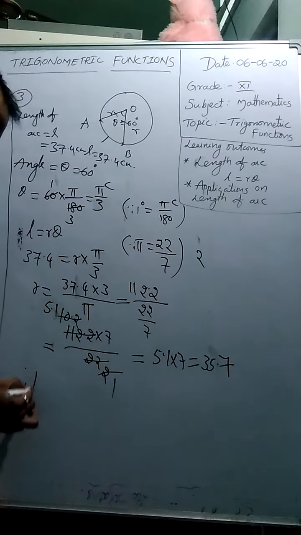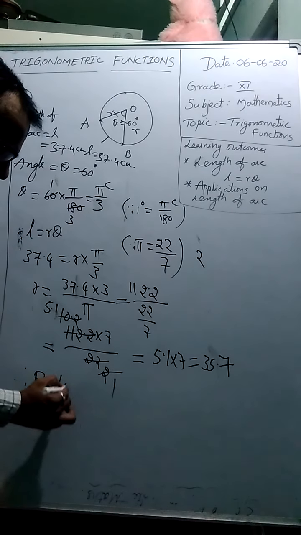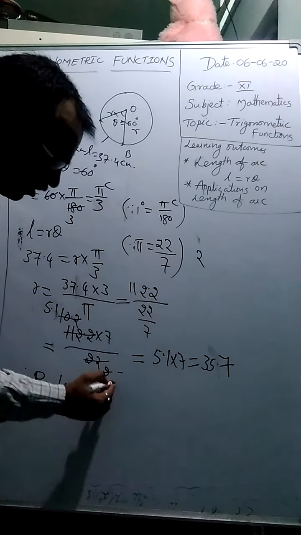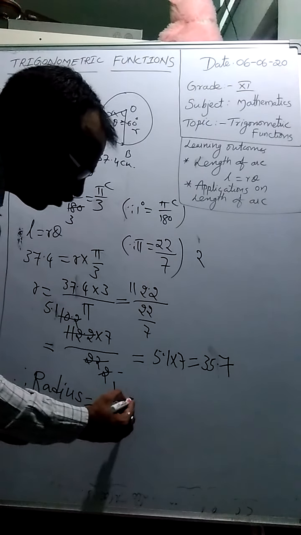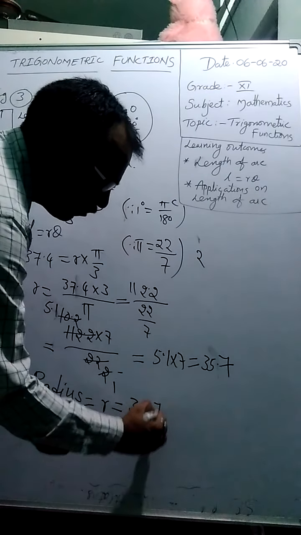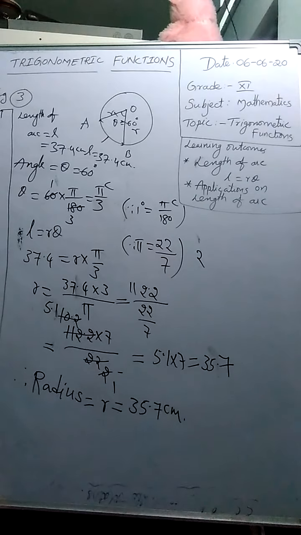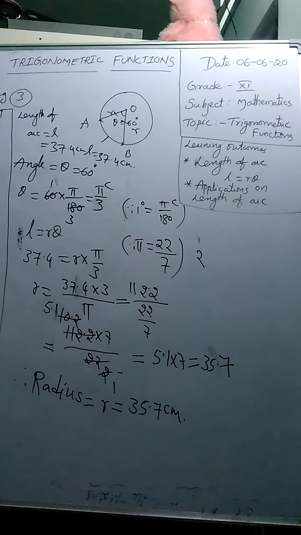Therefore the radius of the circle with the given measurements is 35.7 centimeters. Have any doubt, students? So like this we will solve the question when the given values are mentioned. This is the way to solve the given question, students.